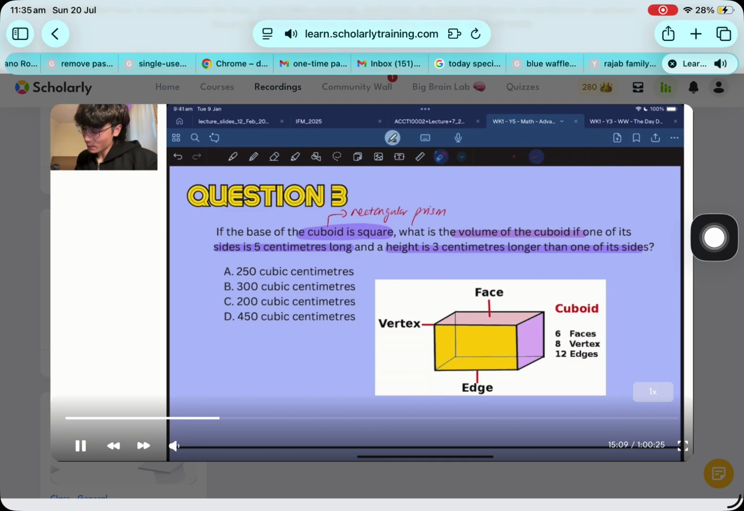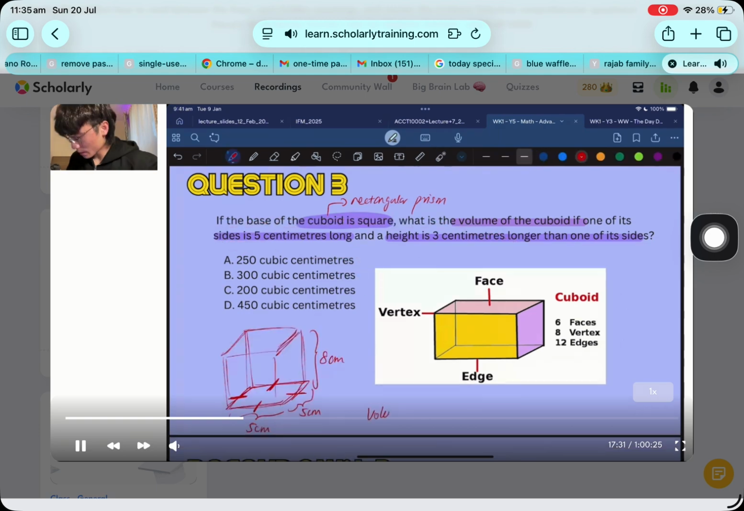So the diagram here, don't refer to this in terms of the specific shape we're looking at. It's just giving us a general breakdown as to what a cube is. Remember, I'll just write it out over here. So the volume of, I mean, technically it's any rectangular prism, okay?